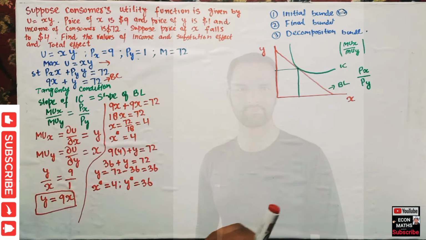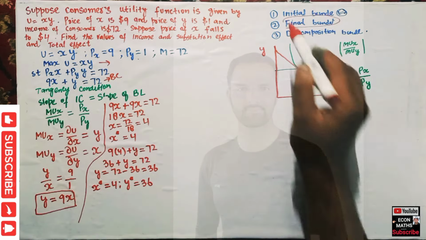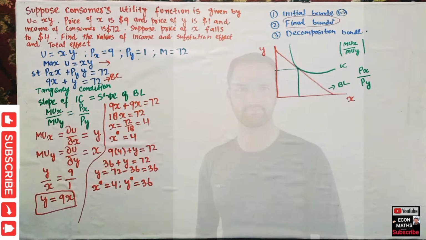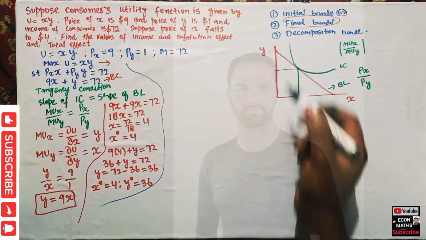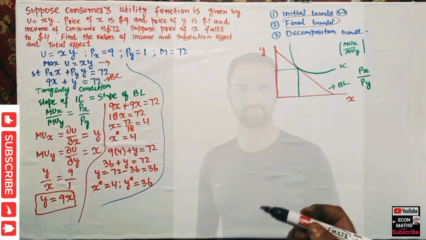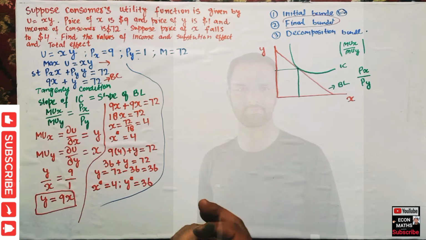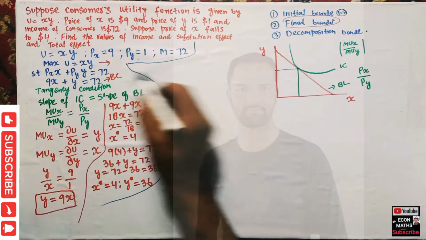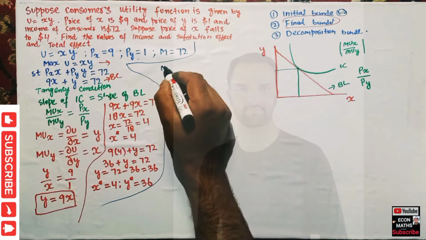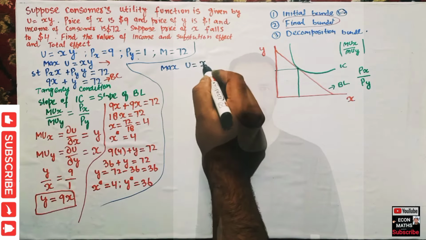Now what do we need to find? Now we need to find the final bundle. How do we find the final bundle? Let me draw this line here. Now coming to the second part, finding the final bundle. For finding the final consumption bundle, we have to see the change in the price. So for the final bundle, our utility function will remain the same. That is, we have to maximize this utility function u is equal to xy.